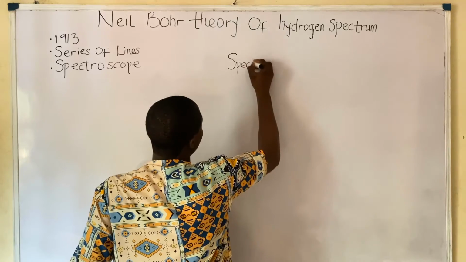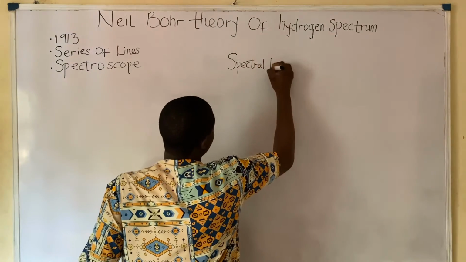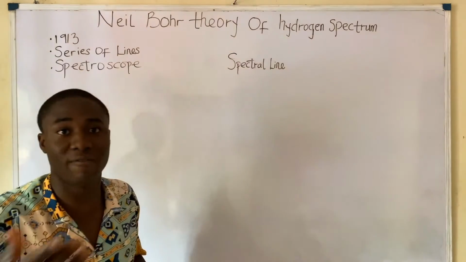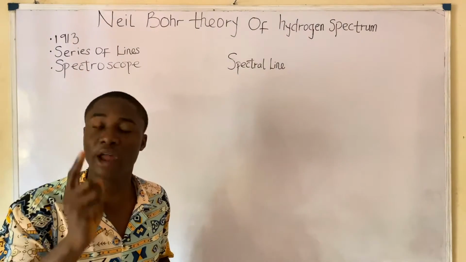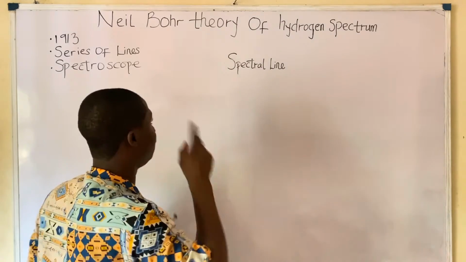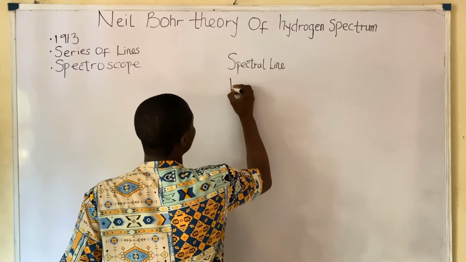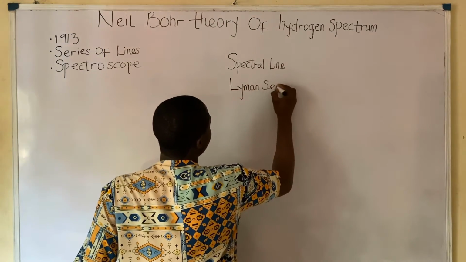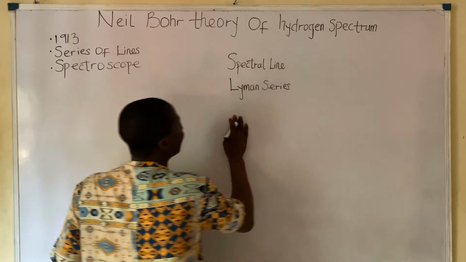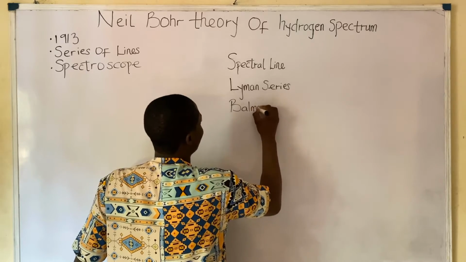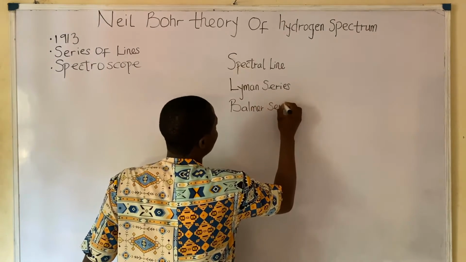Here are the spectral lines. These spectral lines have various values, which I will explain because it's going to help us when we start solving practice questions. The first one is called the Lyman series. After the Lyman series, we have the Balmer series.